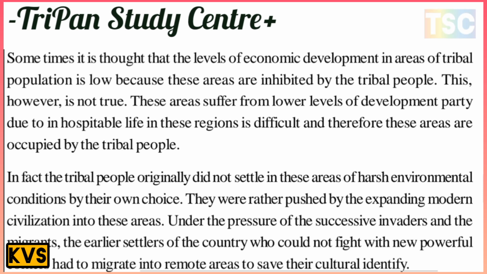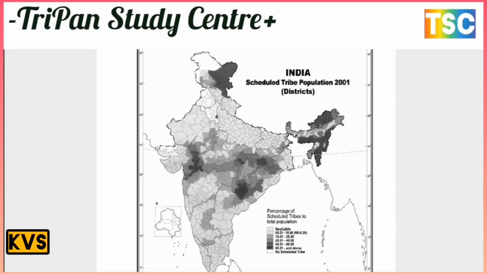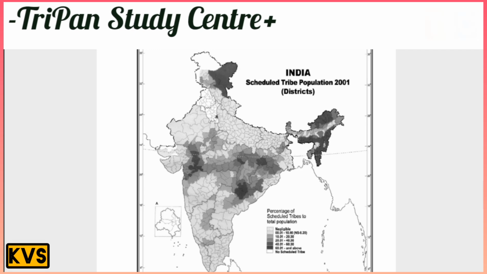They were rather pushed by the expanding modern civilization into this area. Under the pressure of successive invaders and migrants, the earlier settlers of the country who could not fight the new powerful comers had to migrate into remote areas to save their cultural identity. This map shows the scheduled tribes population of 2001.